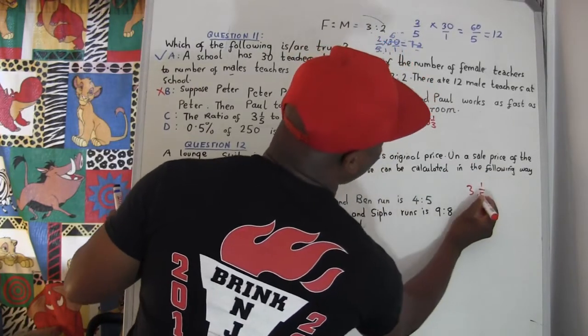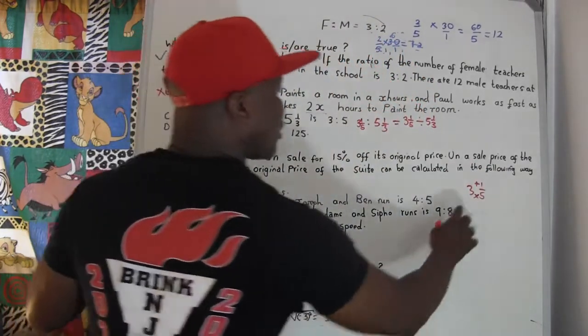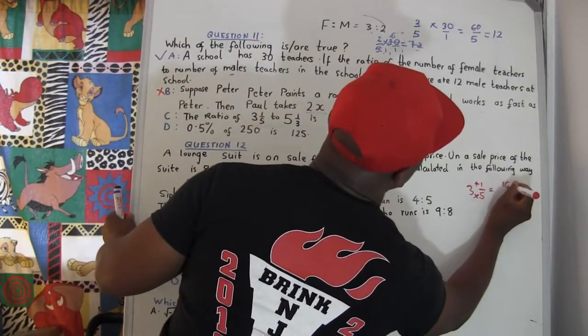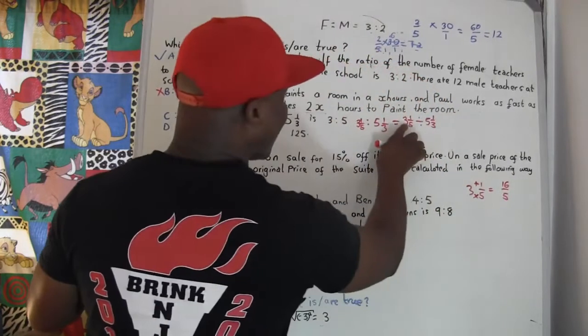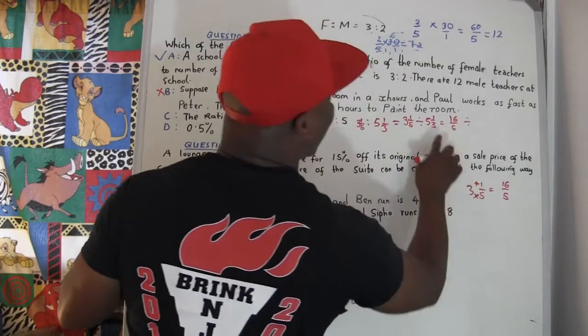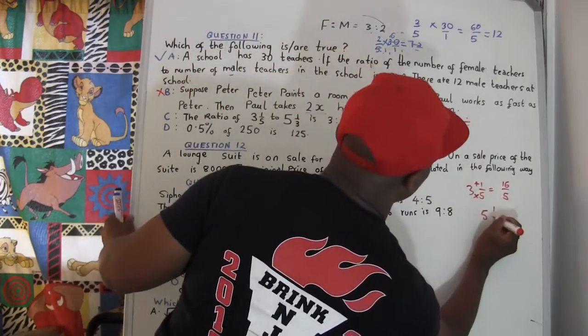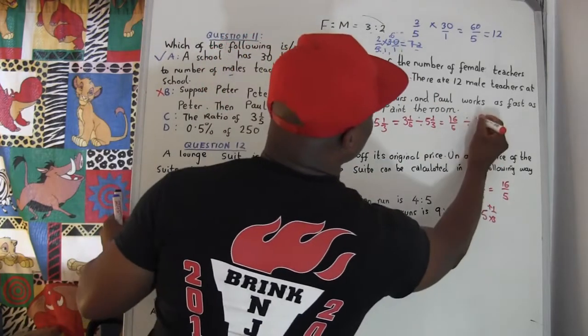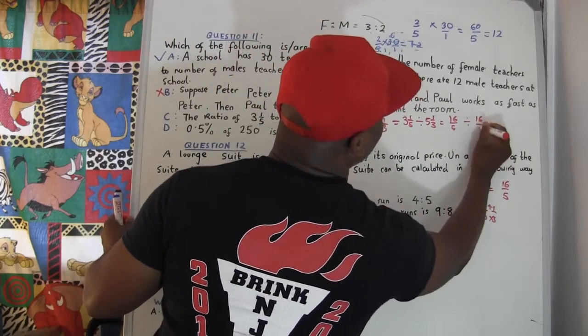So you change this to improper: you multiply here, you add. Take this number, multiply by this: 5 times 3 equals 15, 15 plus 1 equals 16, and at the denominator we have a 5. So I'll write 16 over 5, and then divide. The same if you do this one, 5 1/3: 3 times 5 is 15, plus 1 equals 16, so this is going to be 16 over 3.